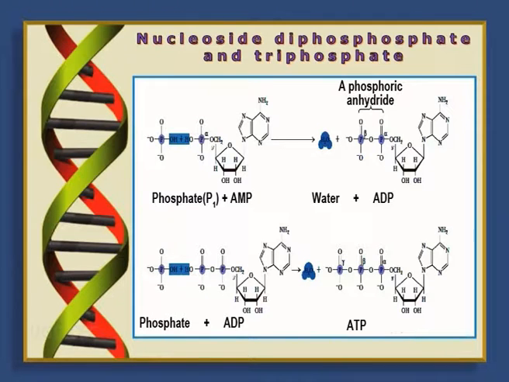Nucleoside diphosphate or triphosphate are formed with the addition of one or more phosphate groups to the phosphate present in the nucleotide with the help of phosphoanhydride linkages. Both nucleoside diphosphate and triphosphate are polyprotic acids as they release more than one proton into the aqueous solution.